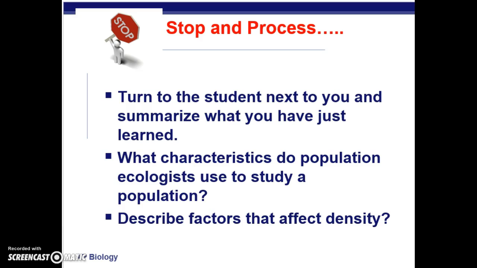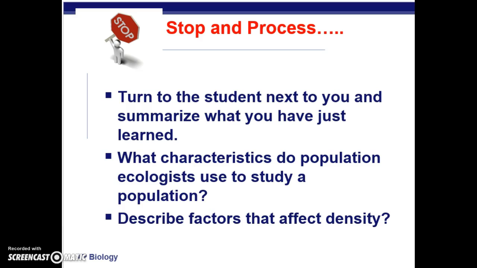So this is asking you to turn to the student next to you, but since you're probably at home, I'd like you to write down what you've just learned. So summarize this, and I'm going to be asking you to do this throughout the year because I don't want you to just listen and have things go in one ear and out the other, but I really want you to process and make what we're discussing, what you're learning, be part of your knowledge base.